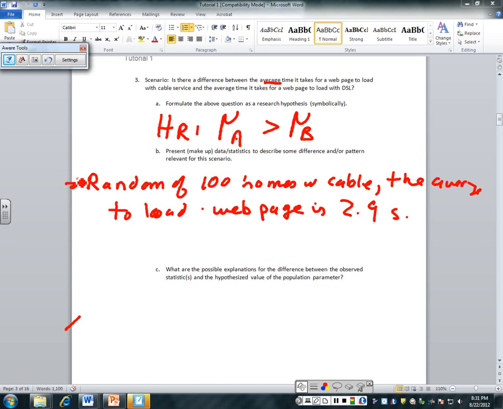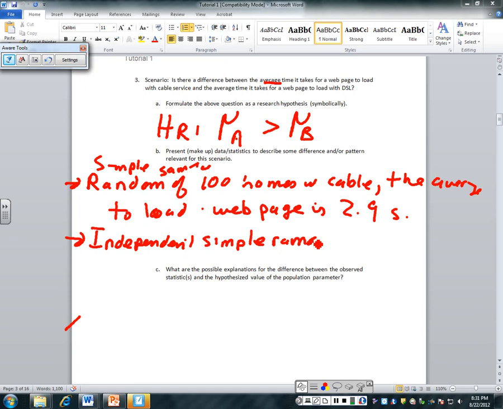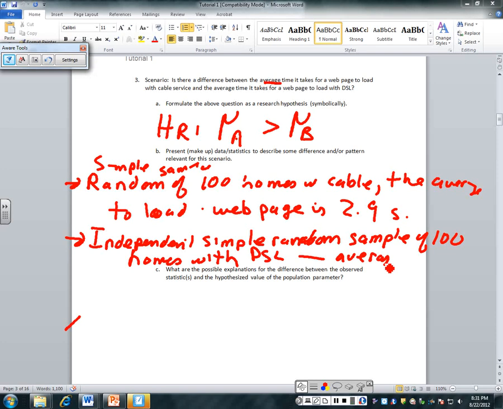Then we take another, independent simple random sample. Independent just means it's a separate sample. I should have said simple random sample up here. But now an independent simple random sample of 100 homes with DSL, and I got the average is equal to, let's say, 3.3 seconds.